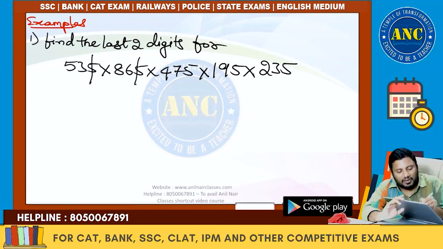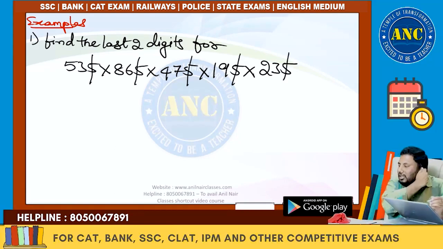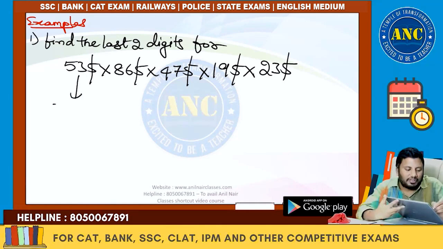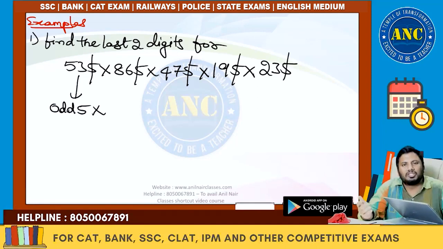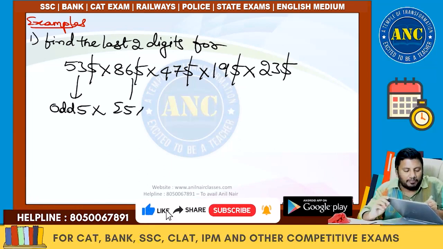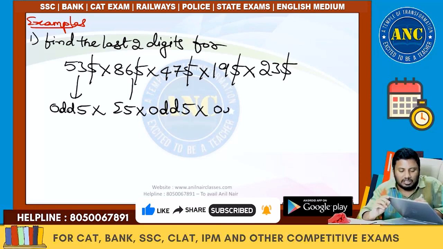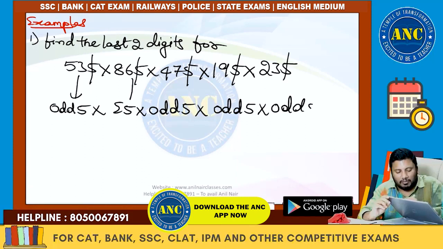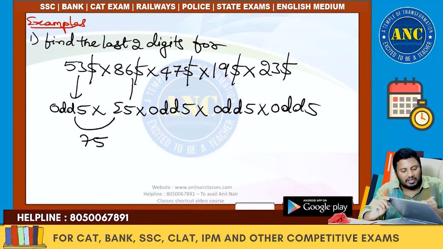Forget about these 5. Just determine the tens place nature. 53, 3 is an odd number. A number is said to be an odd number if the unit digit is an odd number. 86 is an even number. 47 is an odd number. 99 is an odd number. 23, 3 is an odd number. I hope it is clear. Odd 5 into even 5, 75.